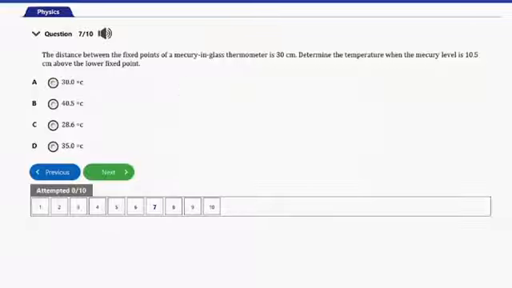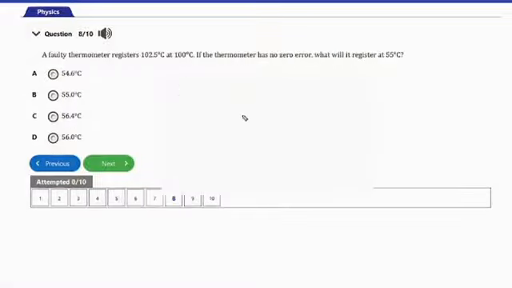Let's go ahead and consider the next question, guys. So guys, the next question here is question number 8. It says, a faulty thermometer registers 102.5 degrees Celsius at 100 degrees Celsius. If the thermometer has no zero error, what will it register at 55 degrees Celsius?